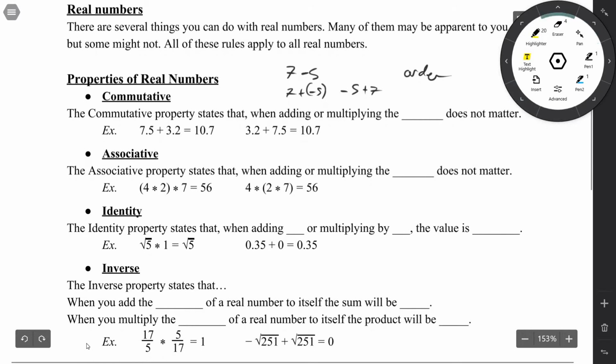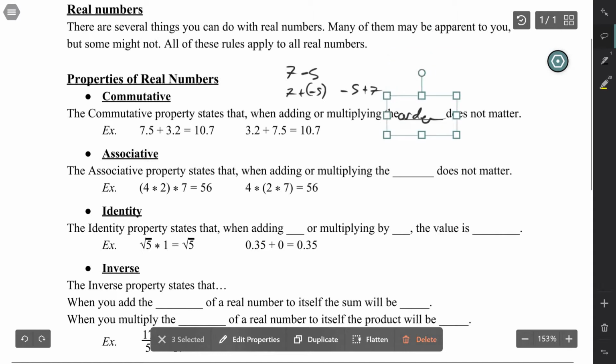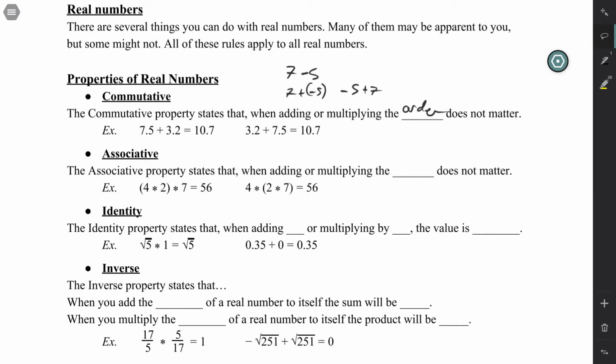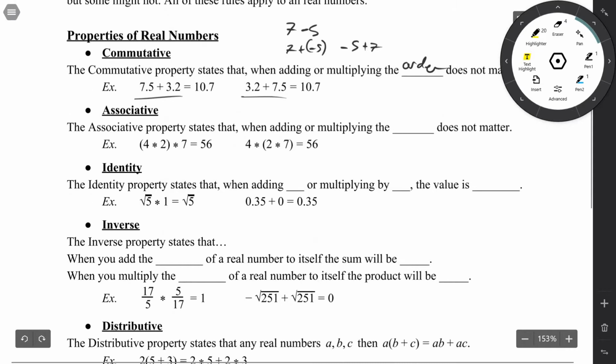So to start off, the order is what we're looking for in this blank. The commutative property states that when adding or multiplying, the order does not matter. And this is the go-to example that I used here, just 7.5 and 3.2. If you add 7.5 to 3.2, you'll get 10.7. And in the same way, when you add 3.2 to 7.5, you'll get 10.7. That's the commutative property.